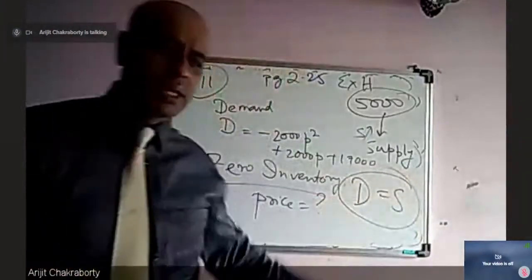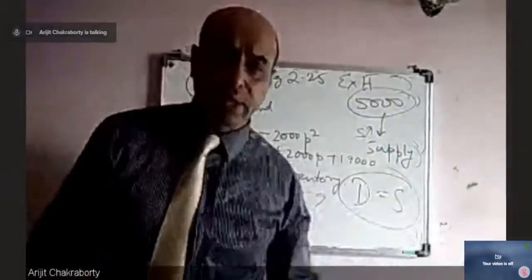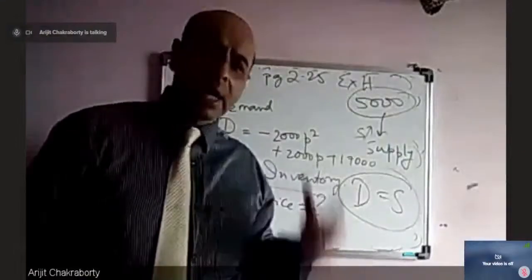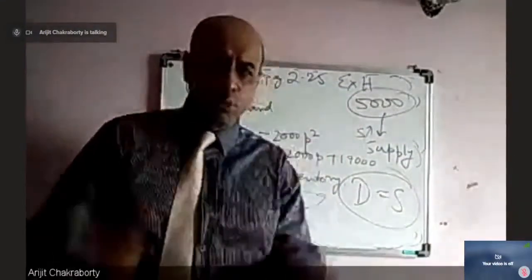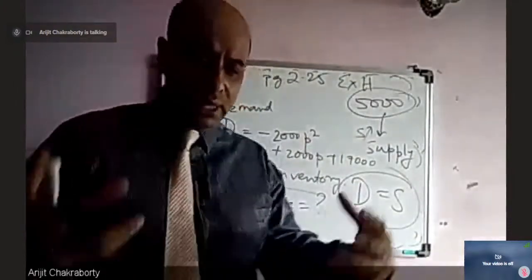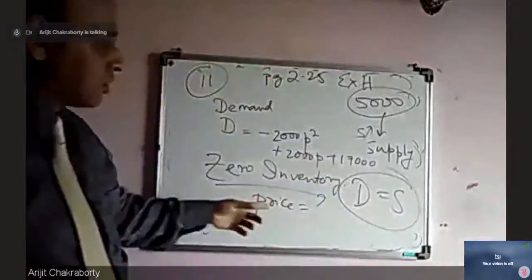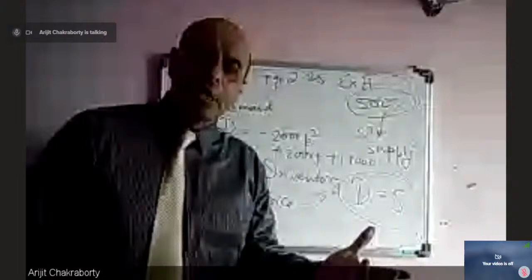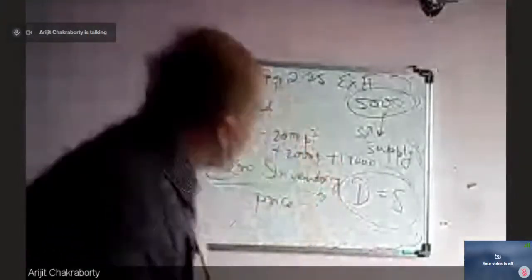Very, very important. Lovely question in the study material, page 2.25, exercise H number 11. Superb question. Intelligent question. It is meant for people like you who are grooming themselves to become chartered accountants. So it is fusing economics and mathematics. So demand is equal to supply, and therefore there is no closing stock, no inventory.